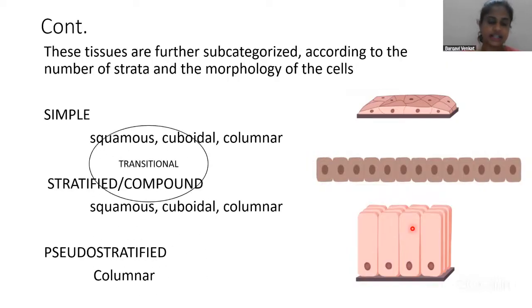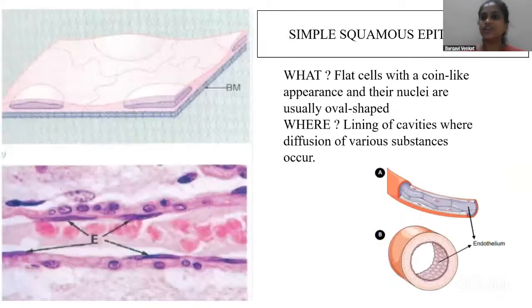There is one more criterion, that is transitional epithelium. Imagine your bladder epithelium. When it is in a relaxed state, the cells are going to be cuboidal. When the bladder is filled with urine, it's obvious the bladder is going to expand, and this happens by cell expansion. When the cells expand, these cuboidal cells are transformed into columnar cells. So that is your transitional epithelium. Just remember this concept. Next, moving on to each.